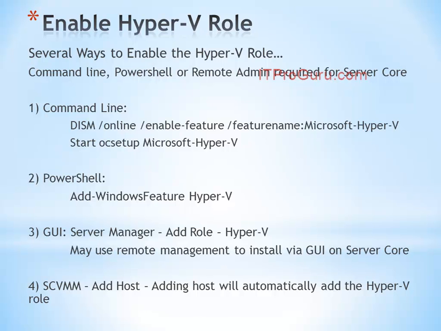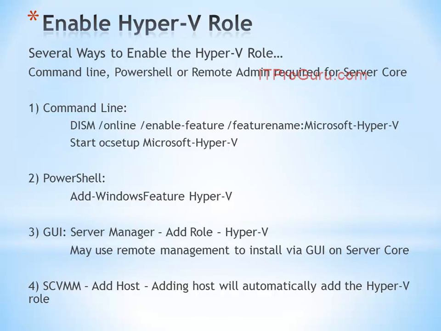DISM is a command line utility that you can do customizations with. And start OC setup. OC setup is a command line for doing installations. So you will have this on the 70-659 exam for the different ways to enable it. So you'll need to just know these different ways. And PowerShell, of course, with the Add-WindowsFeature with Hyper-V as the parameter.